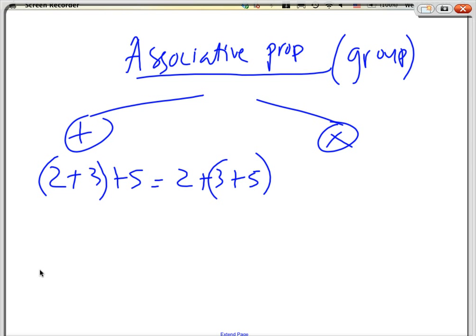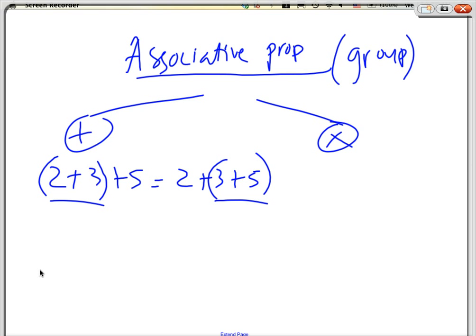Because I did not move any numbers. But what did I change though? I changed the group of my numbers, right? In this group, I have 2 plus 3, but in the other group, I have 3 plus 5. I did not move my number, but I changed my group. Change my group? It's associative. I changed the association, basically. So it's associative property when you see this. I'm not moving, but I changed my group. That's associative property. But if I actually physically move my numbers, that's commutative property.